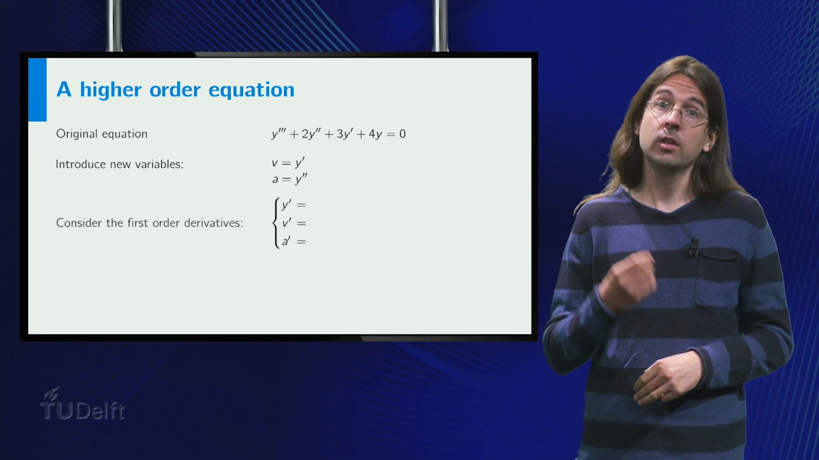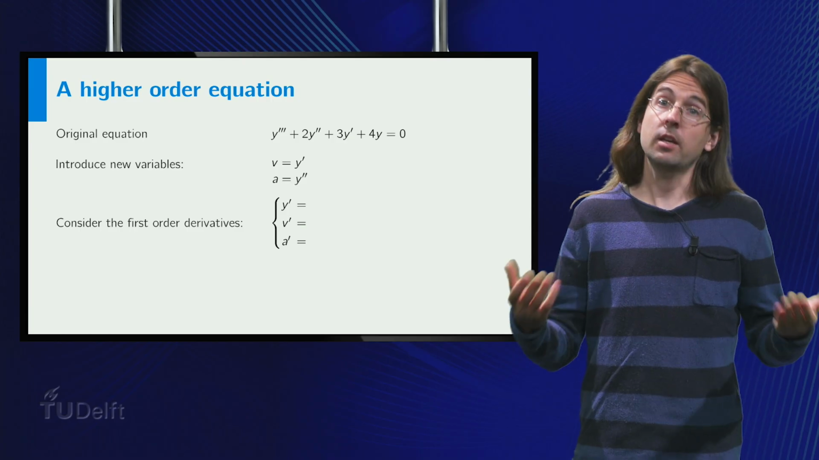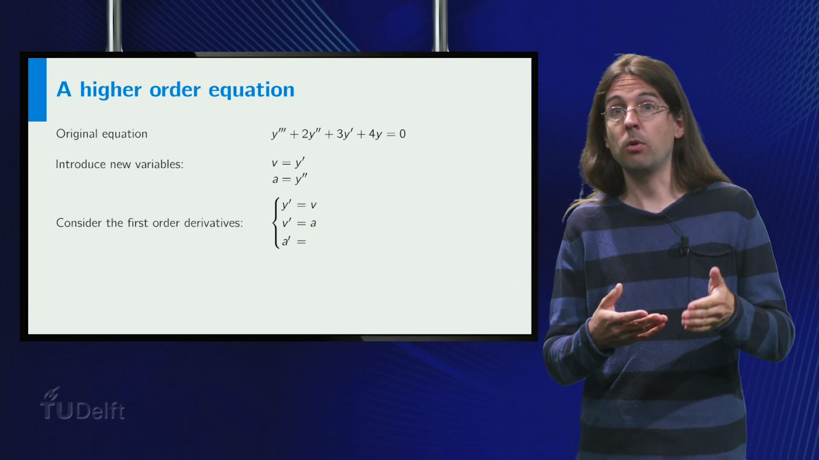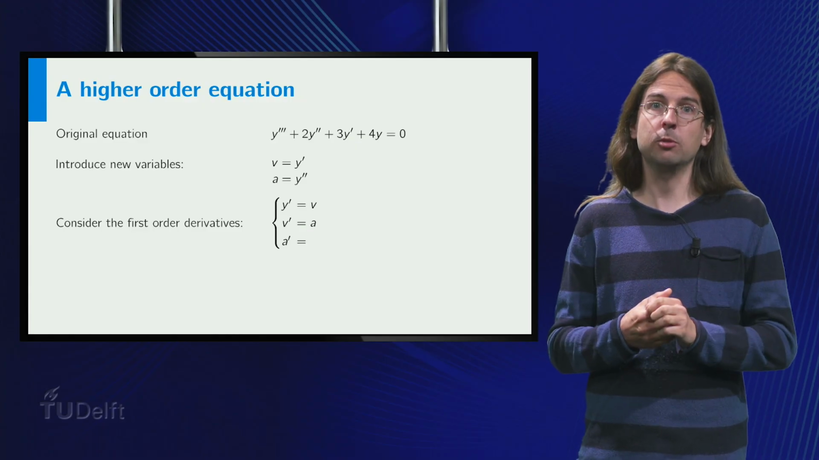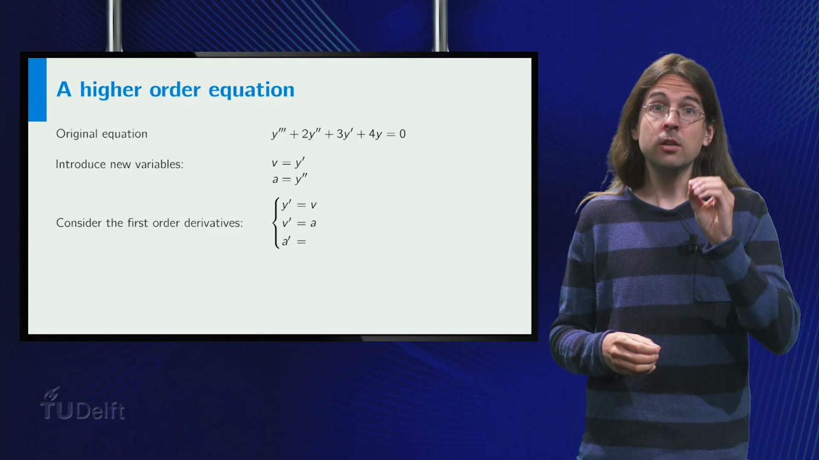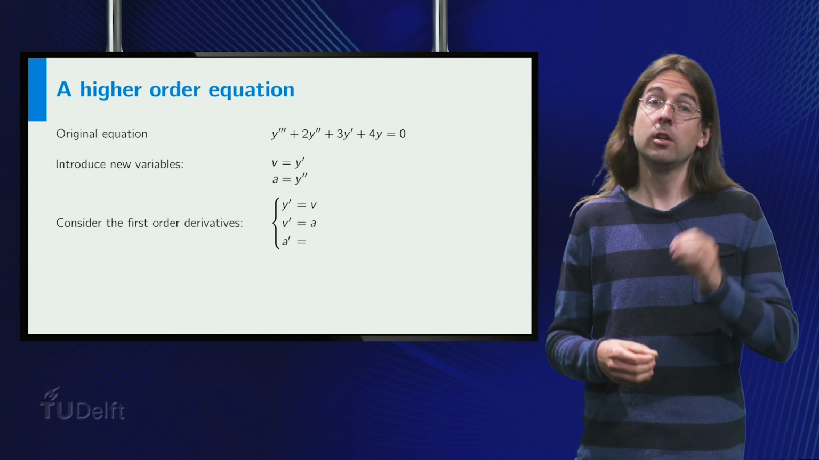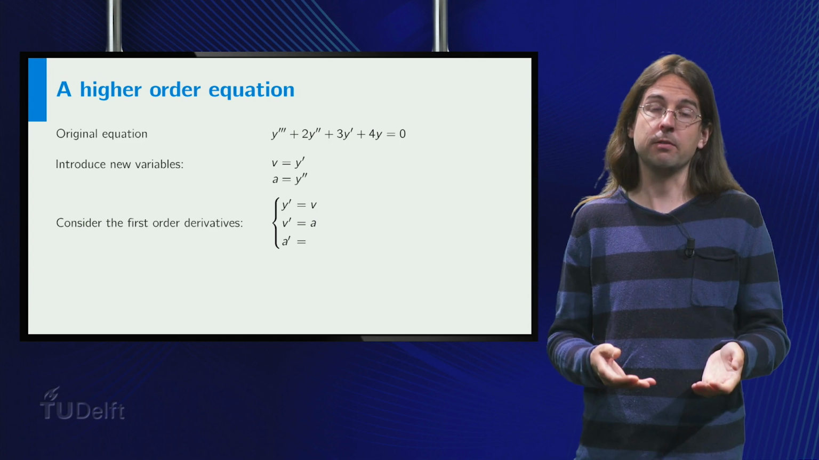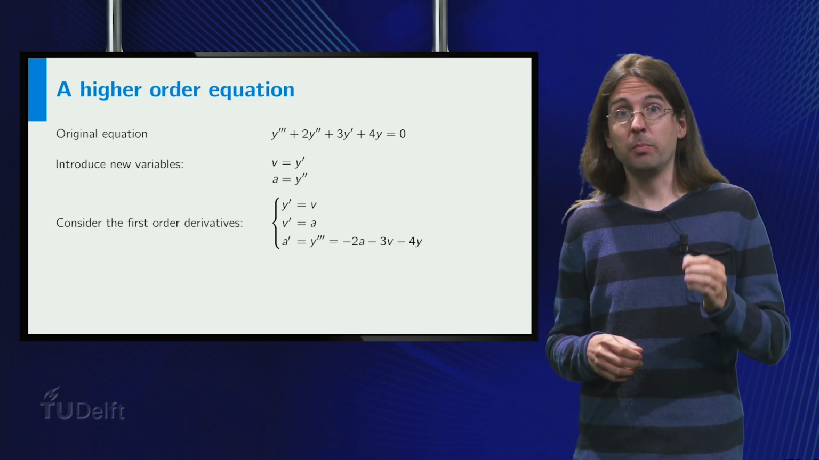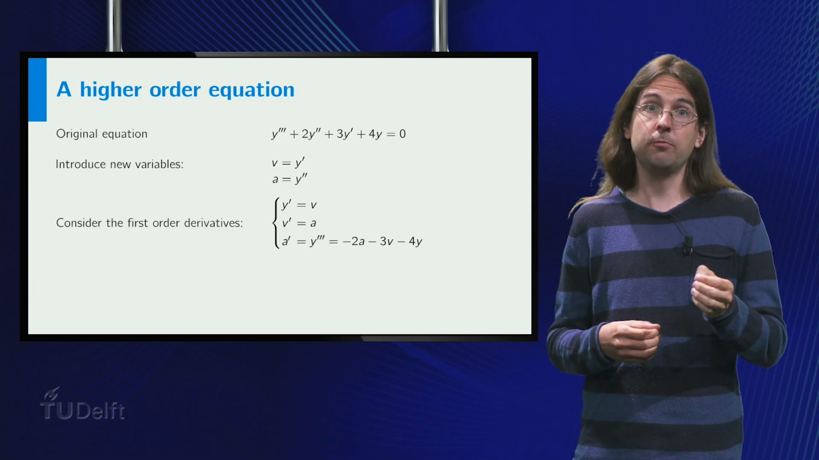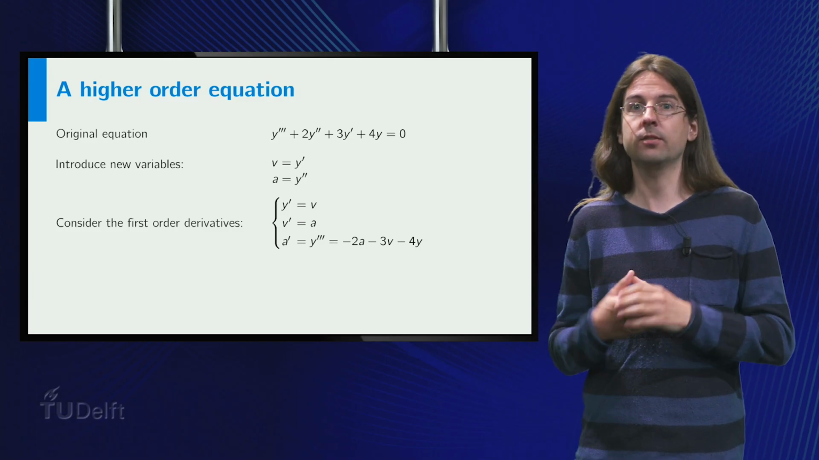Next, we consider the derivatives of these three variables. As before, the derivatives of y and v are determined by the defining equations for the new variable. Only for the last variable a, we need to use the differential equation to find an expression for its derivative a prime. Remember to replace all the other derivatives in the differential equation with the new variables, so y double prime becomes a, etc.